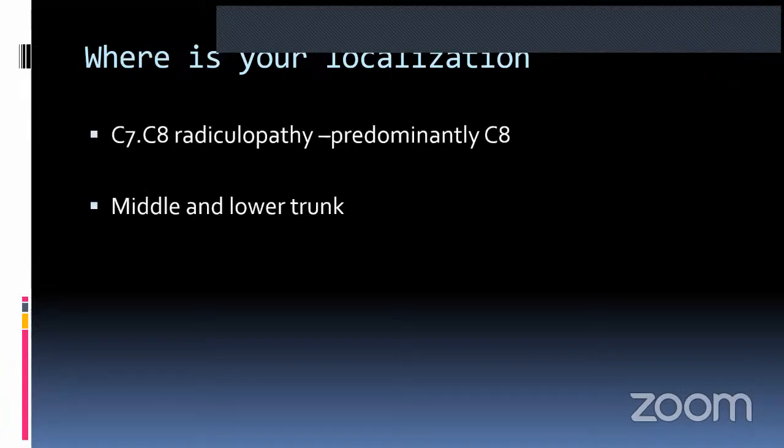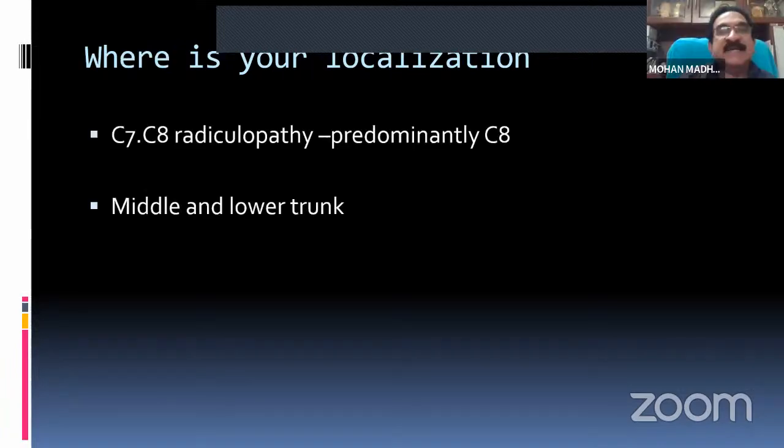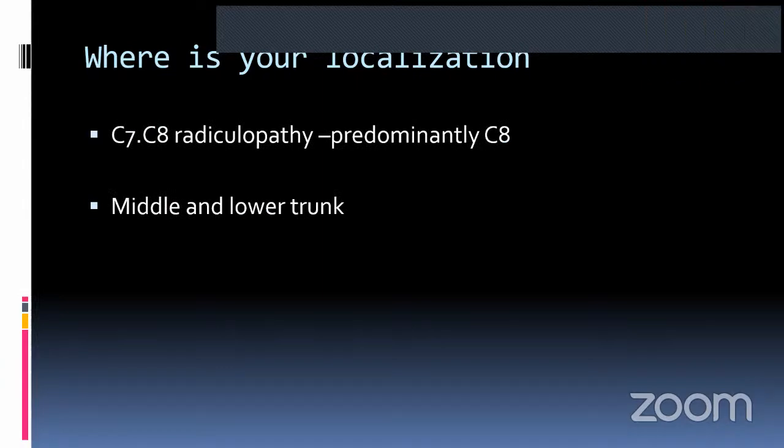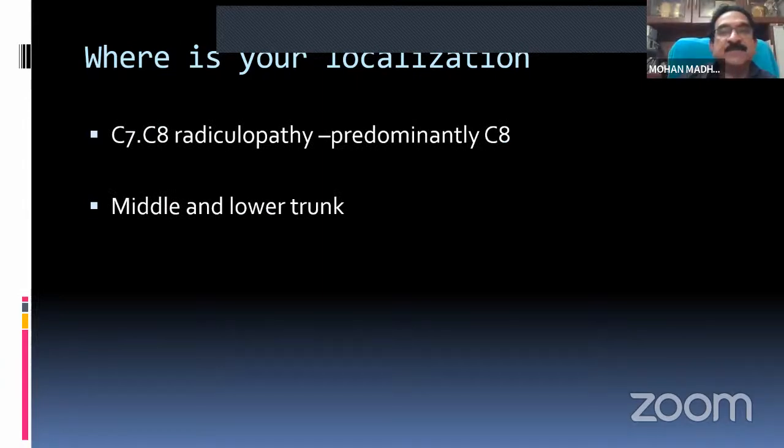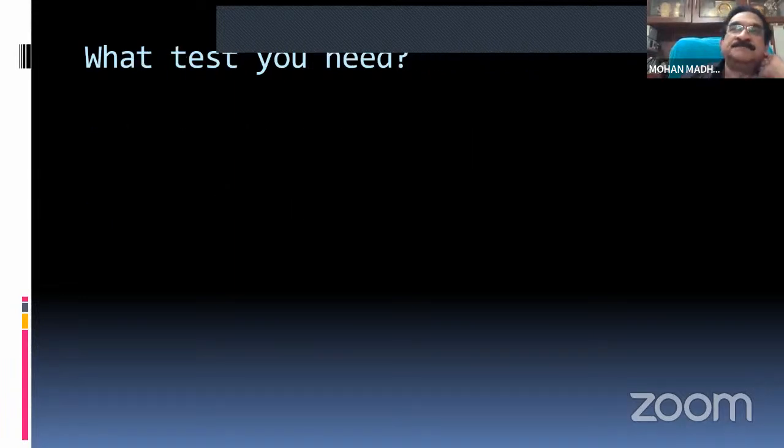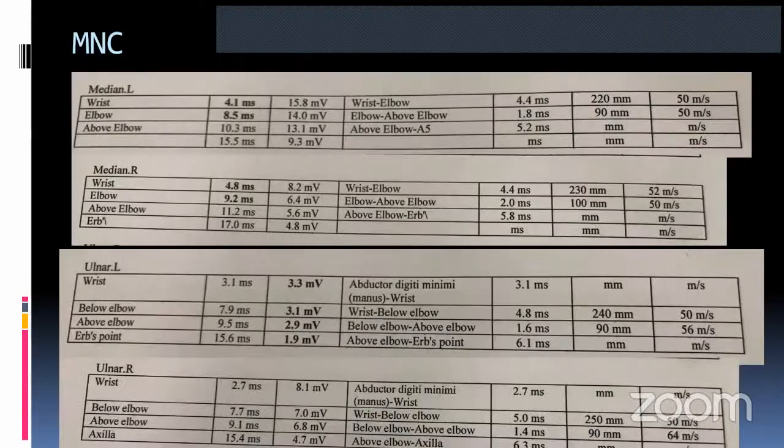Okay, so C7, C8 radiculopathy, predominantly C8. C7 is noted because of the triceps reflex being decreased; otherwise, there is no other evidence of C7 root involvement. These are the two possibilities: C8 T1, or middle and lower trunk. Now, what test do you need? Nerve conduction, MRI. Okay, let's say nerve conduction.